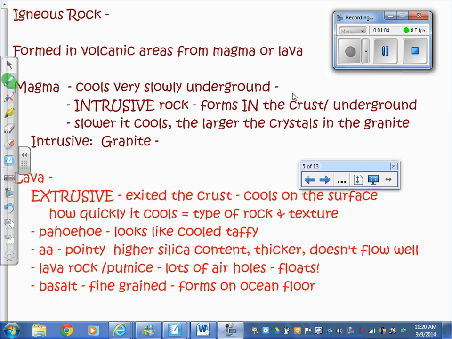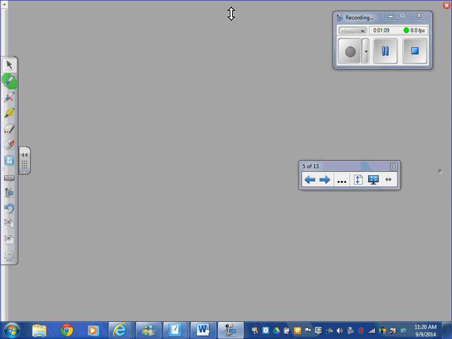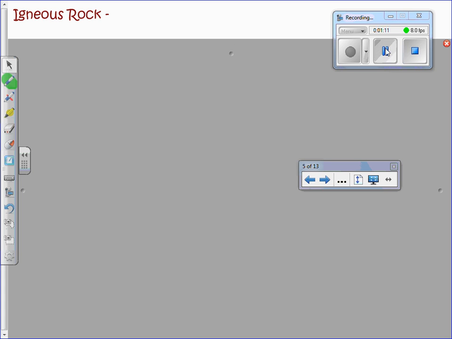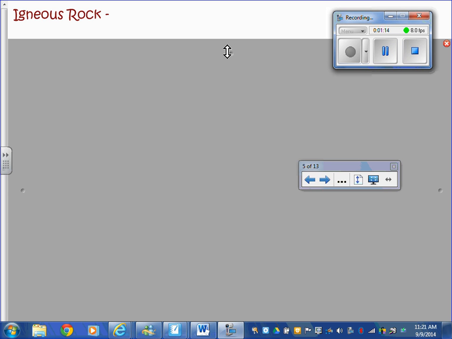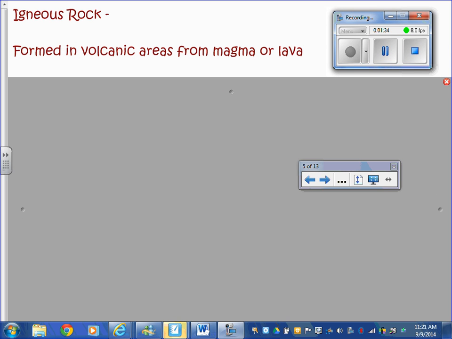So we shall start at the beginning here with igneous rock. The first rock type, we talked about it a little bit yesterday, and I think really the easiest one to understand and remember is igneous rock. So who can tell me something about igneous rock? Exactly. Igneous rock is formed in volcanic areas from magma or lava.